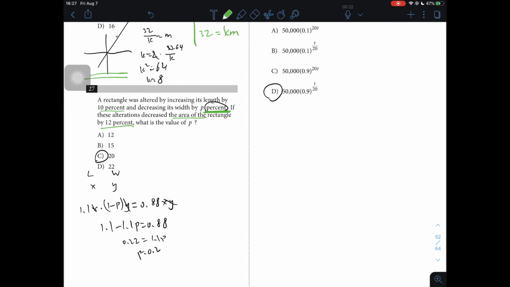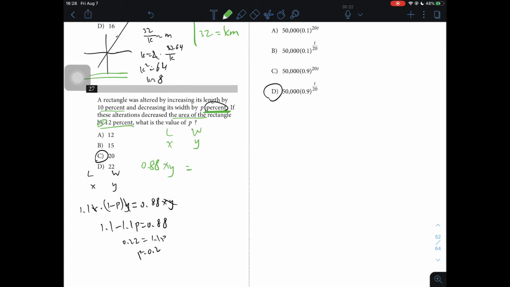So now we know that the original times 12%, or the original minus 12%, is the area after alteration. So let's see, what's the area before the alteration? If the length is x and the width is y, then the area before is just xy, right? But it says the area is decreased by 12%. So it has to be 12% of the original. So decreased by 12% means you just put 0.88. And you just put the alteration in.